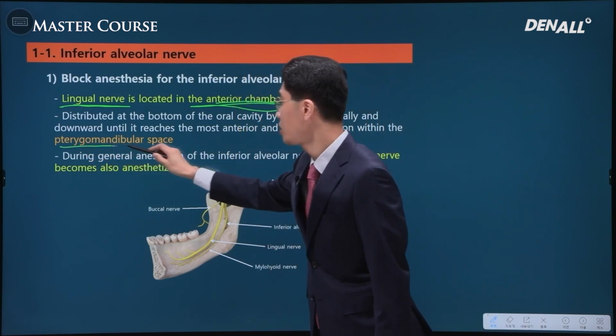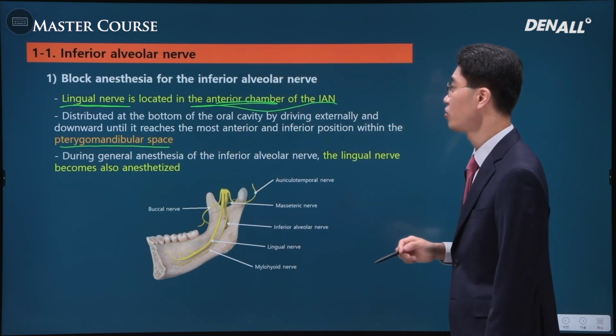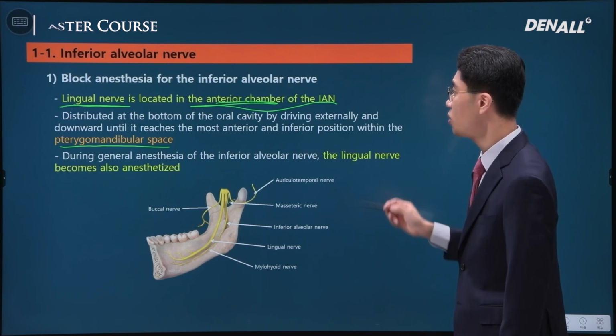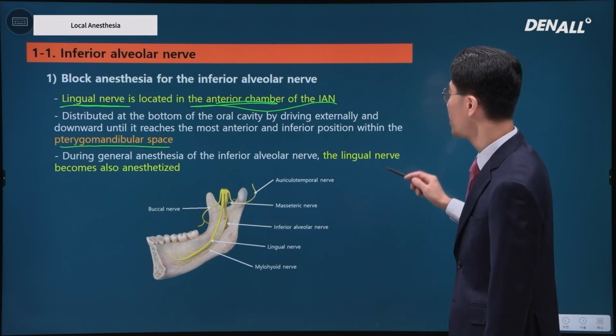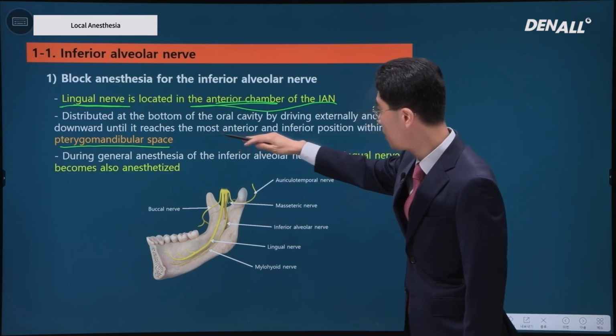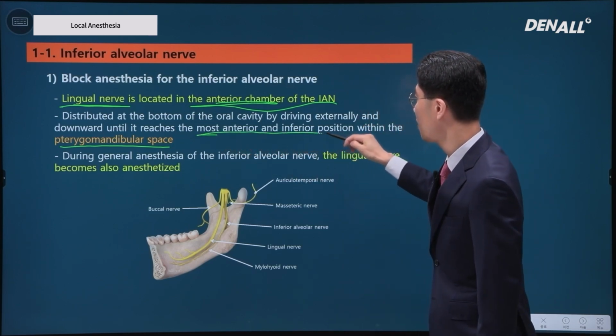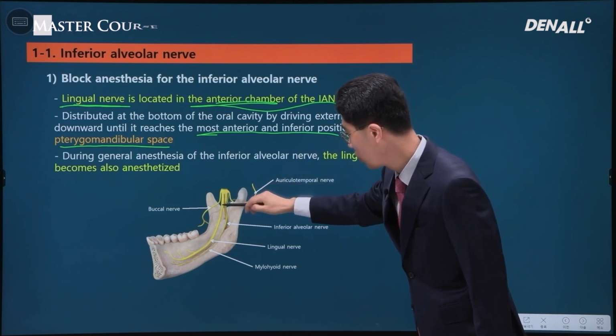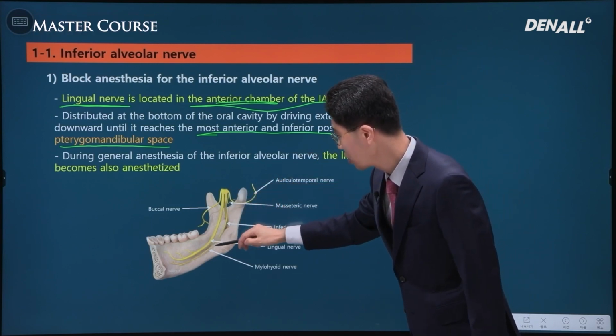If you look at how the inferior alveolar nerve is positioned, you need to understand the pterygomandibular space. The inferior alveolar nerve runs from the most anterior and inferior position within the pterygomandibular space up to here, as shown in yellow in this image.